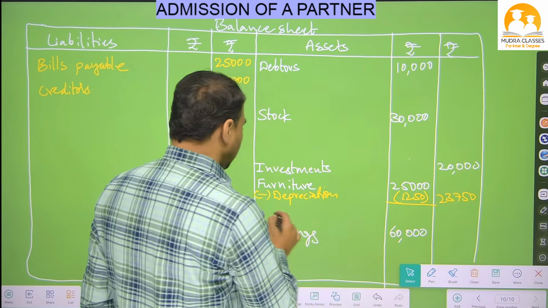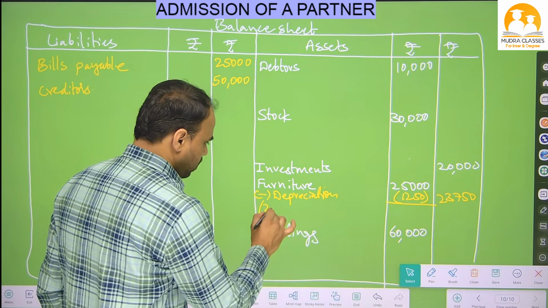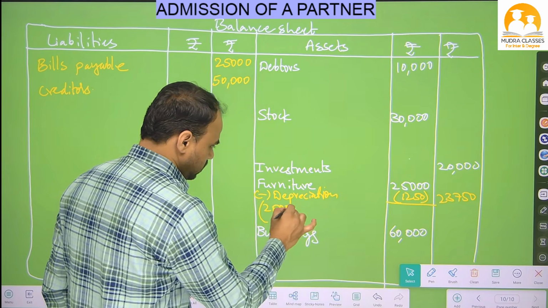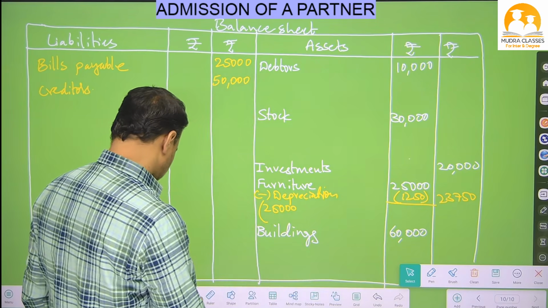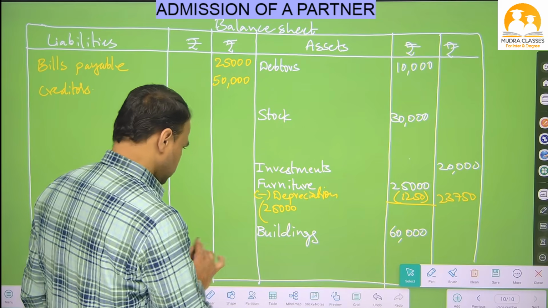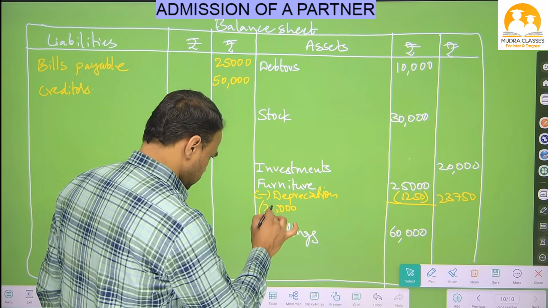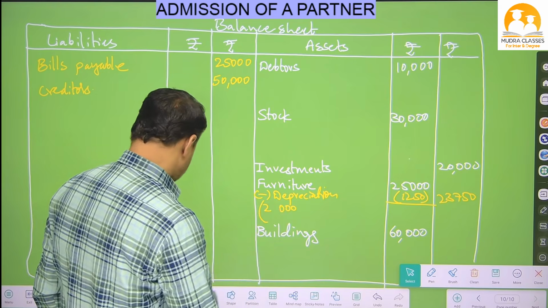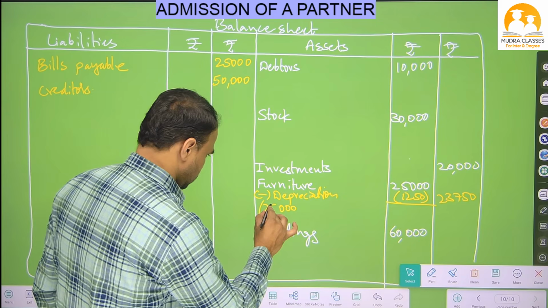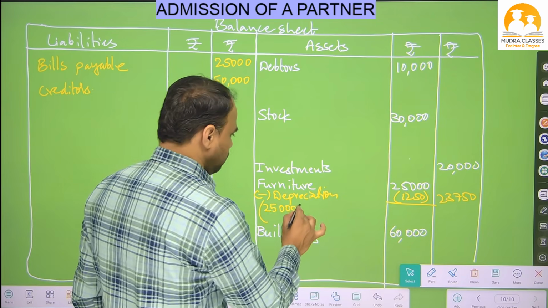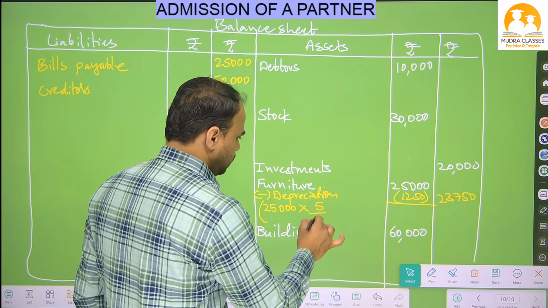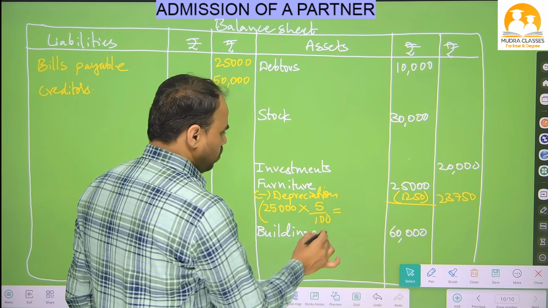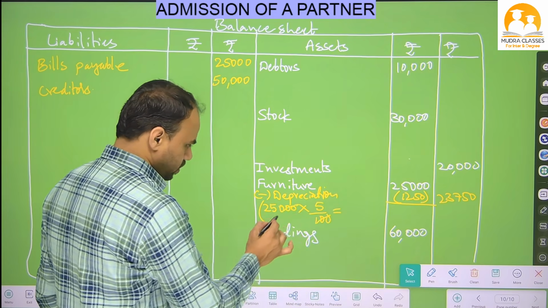For your understanding I will calculate here. 25,000 rupees into 5%, that means 5/100. Now do cancellation. 2 zeros cancel.